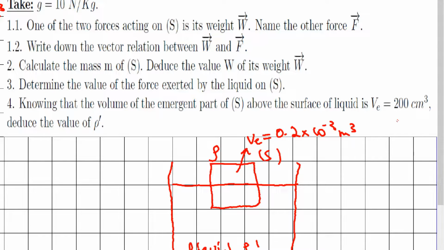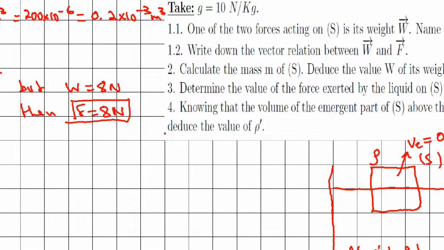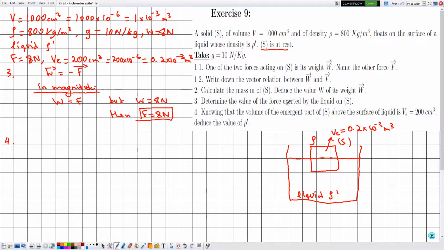And they are telling me in number 4 to deduce the value of rho prime. What does rho prime represent? The density of the liquid. And by deduce, it means we need to use the part just previously before. In number 3, we have determined the value of the force exerted by the liquid on S, and we know that rho prime and F are related via the following formula: the magnitude of F upthrust is equal to the density of the liquid times the volume of the immersed part times G, knowing that we are interested in determining the value of rho L.